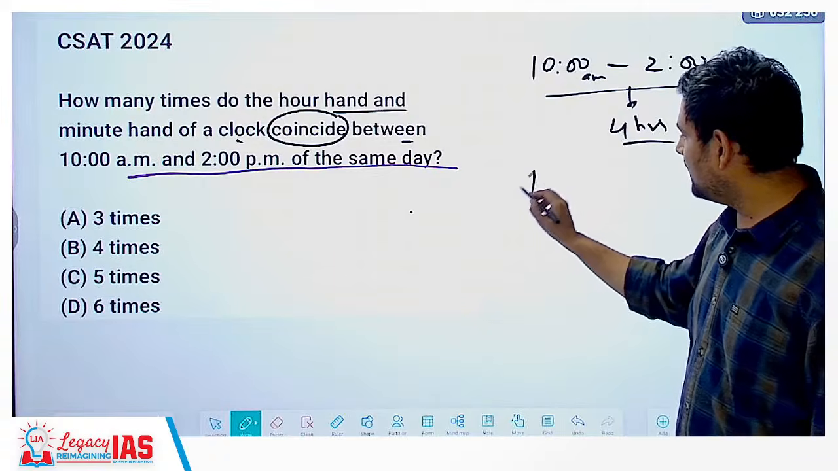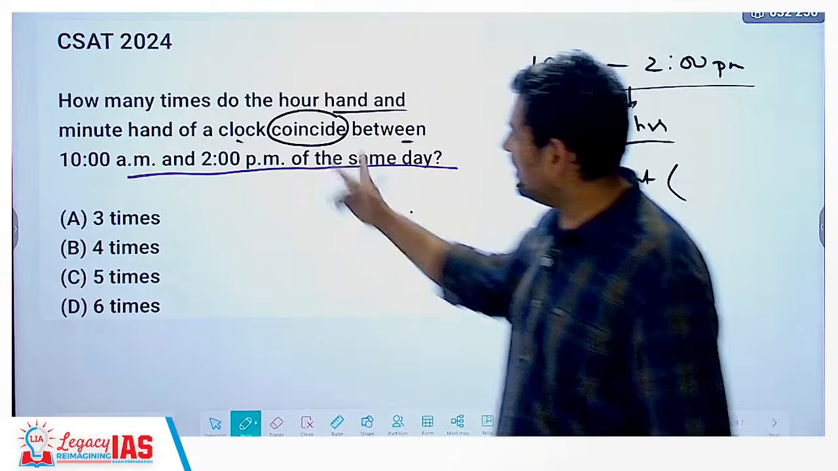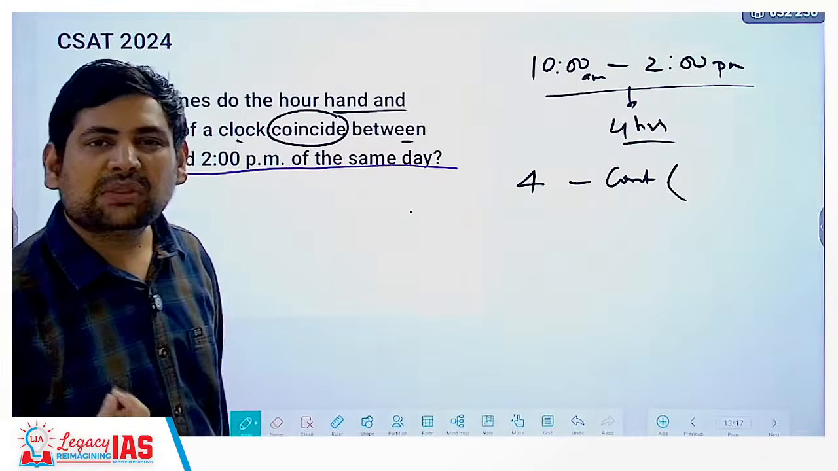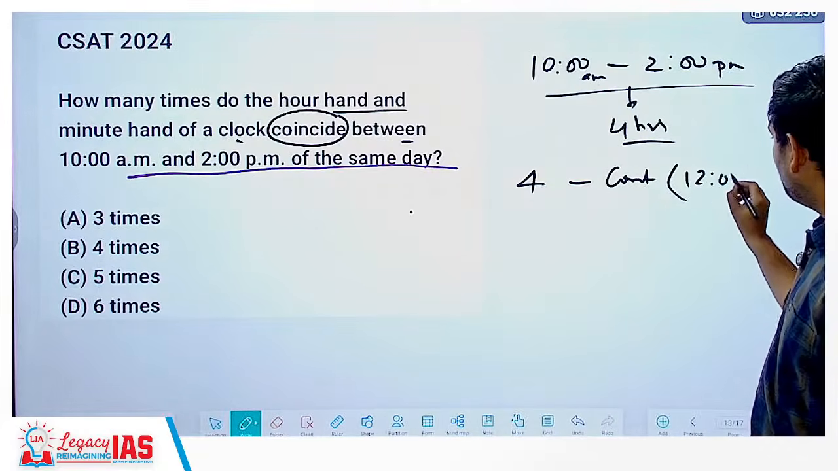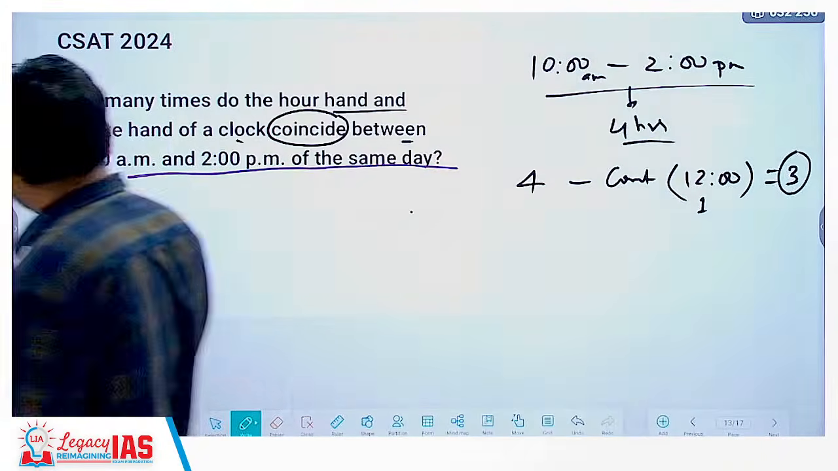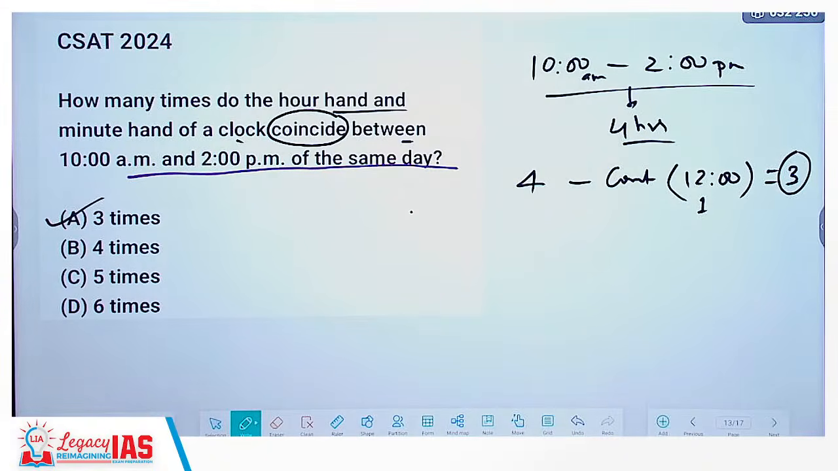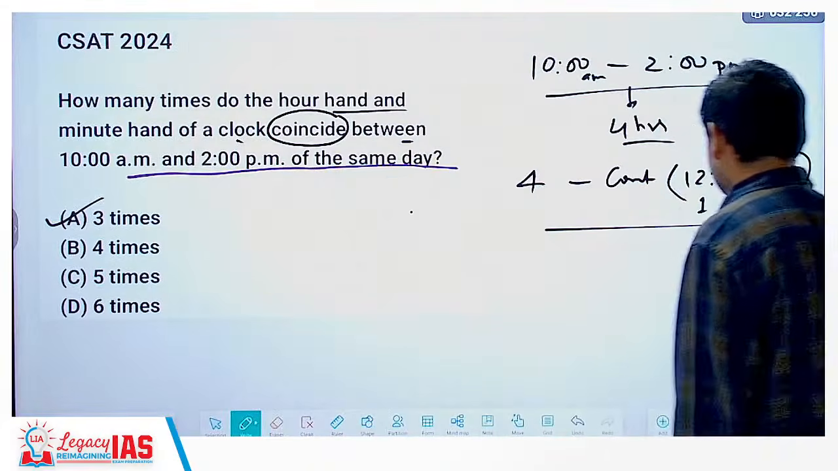So the number of hours in range is 4 minus... You have to count when you get this perfect angle. Coincide means you are searching for 12 o'clock. Is 12 o'clock there? Yes. How many times? Only once. So this becomes 4 minus 1. The answer is 3. So how many times does it coincide? The answer becomes 3. Understood?